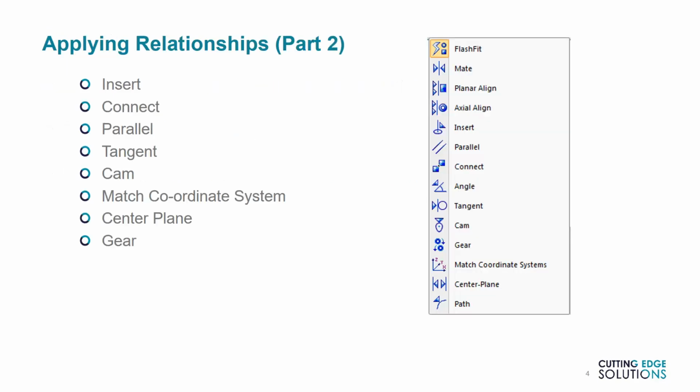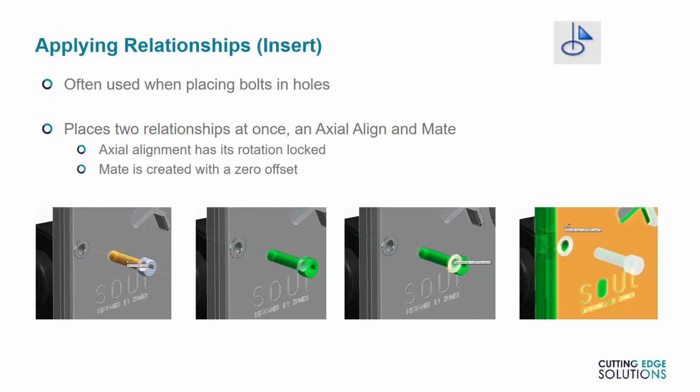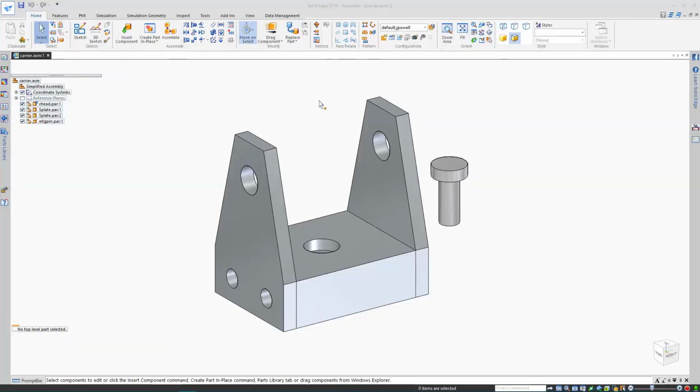So in summary of the last episode, we covered FlashFit, Mate, Planar Align, Axial Align, Angle, Path, and Rigid Set relationships. The remaining relationship types I'm going to cover can be seen in this list here. I'll start with one of the very specific commands, the Insert command. There's no such thing as an insert relationship, but the Insert command can place two relationships in one step, both an axial align and a mate.